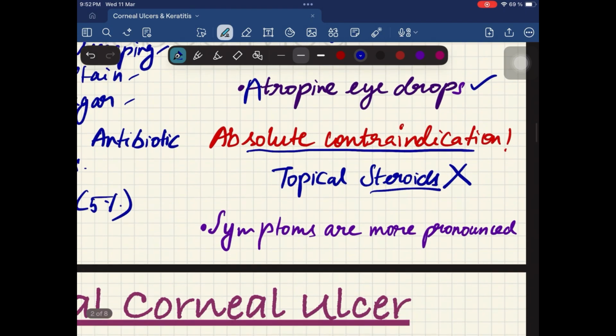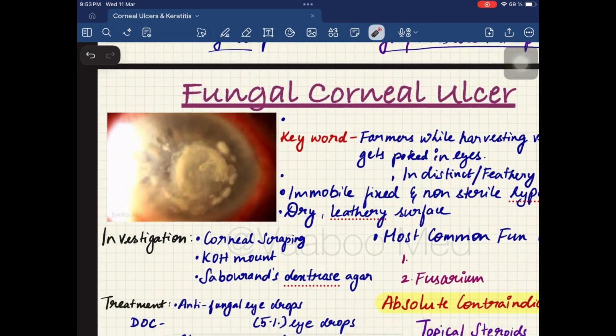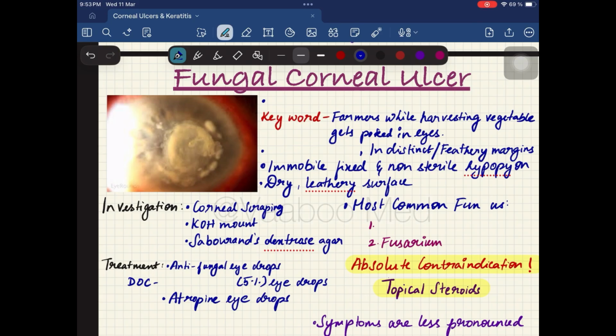Symptoms are more pronounced. The next topic is fungal infections. Look at this diagram. We can see a satellite lesion. How to find out fungal infection? You can see it is like a satellite, right? It has a satellite lesion. How is it caused? It is caused by trauma with vegetable matter.